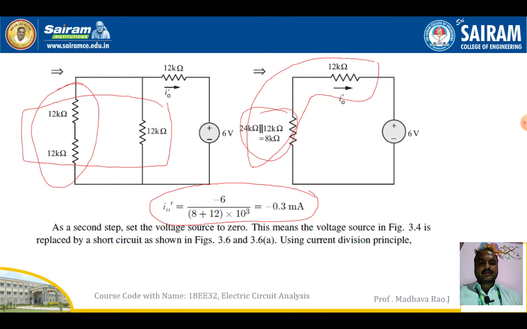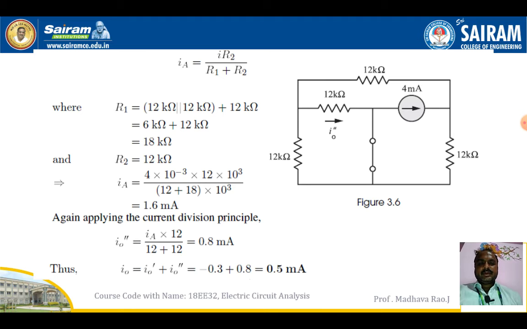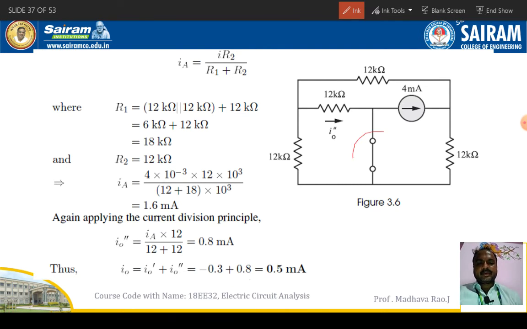Now going to the second step, deactivate the voltage source as a short circuit. Here we have deactivated the voltage source as a short circuit. We activate the current source, that is 4 milliamperes.